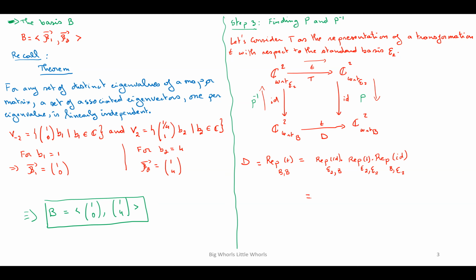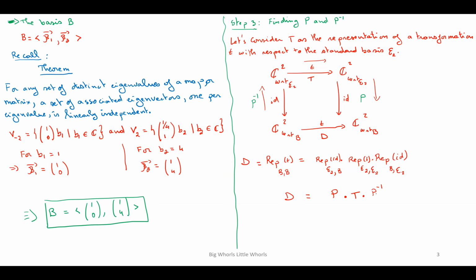So our D is going to be the representation of the identity with respect to E2 and B, which is P, multiplied by the representation of our transformation with respect to E2, which is T, multiplied by the representation of the identity with respect to B and E2, which is P inverse. So we need to find P and P inverse.